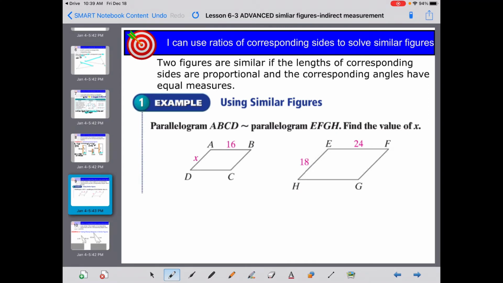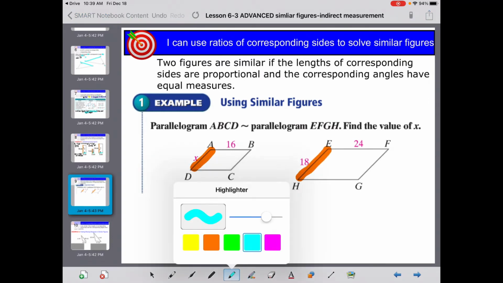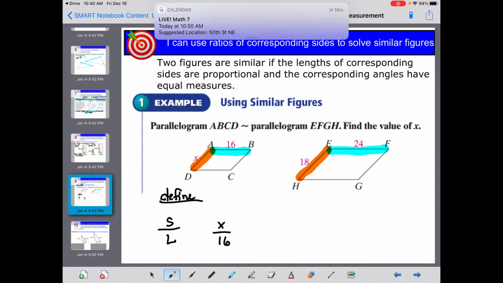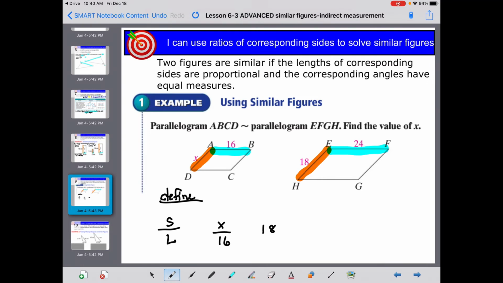Now we can also try this one. We can also use this information to find the length of a missing side. So if I have two sides, again, I'm going to start off by labeling the short side, and then I'm going to label the long side. And then it helps me out, so I'm going to define my ratio first. Short over long. Now the short side of the first figure is x. The long side is 16. The short side is 18. The long side is 24.